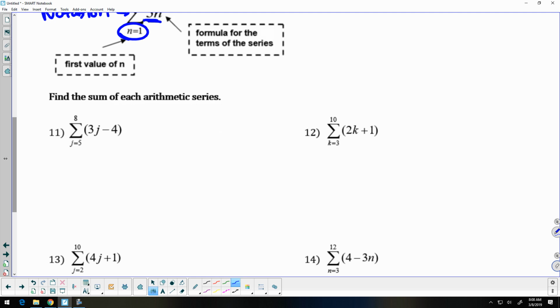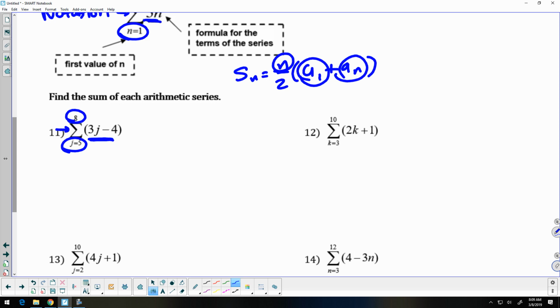Okay, so looking at the first one, again how I read this, it says you're trying to find the sum of the 5th term through the 8th term, and this is just the formula to find each individual term. So here's how I'm going to do it. Again, think about what you need to plug into the sum formula. So I'll write it one more time. Here's the sum formula. The 3 things we need are n, a sub 1, and a sub n. You can find all 3 of those using sigma notation.